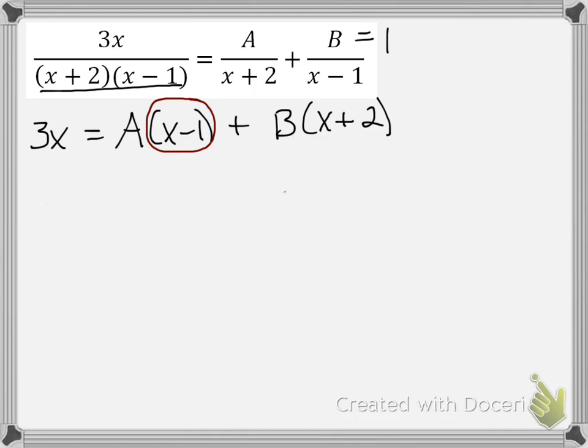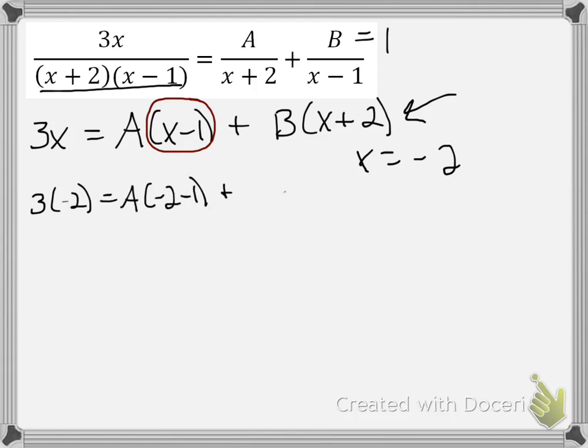Next I need to solve for A. So this time I'm going to set x equal to negative 2, because that is what will make the other one 0. So I have 3 times negative 2 equals A times (negative 2 minus 1) plus B times 0. Negative 2 plus 2 is 0. Simplify that, I get negative 6 equals negative 2 minus 1 is negative 3, so negative 3A plus 0. B times 0 is 0.